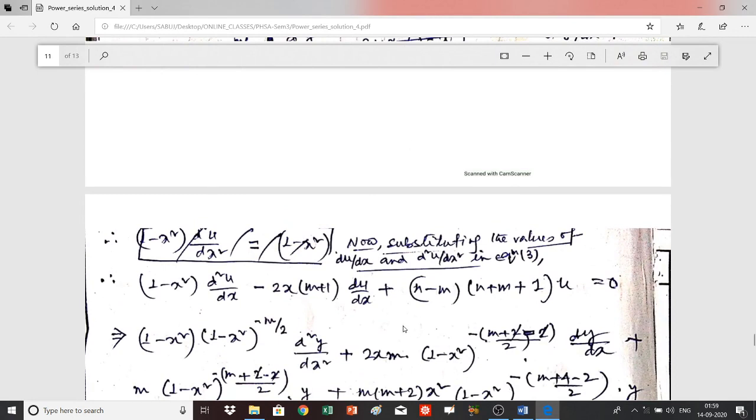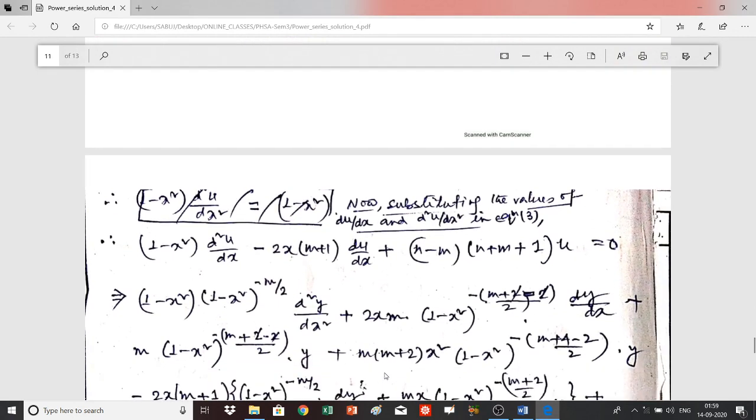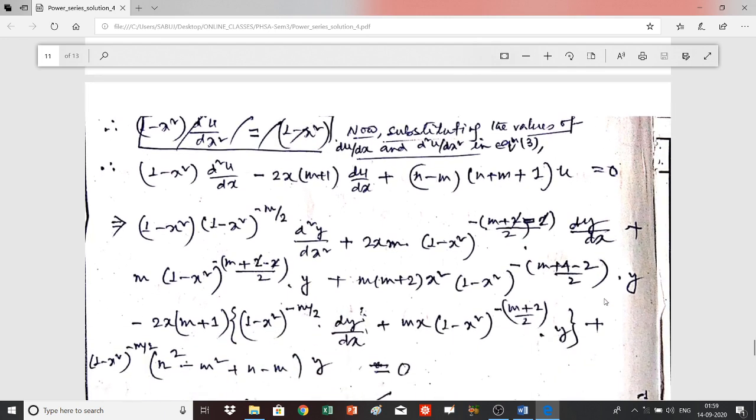So it will give you 2x m into (1 minus x square). Just here found here 1 minus x square, so if you write minus of (m plus 2) by 2 minus 1 actually, so (m plus 2 minus 2) by 2 dy by dx, plus the next term is m into (1 minus x square) to the power minus (m plus 2) minus 2, as it was done in this case, into y. Then m into (m plus 2 x square) into (1 minus x square) to the power minus (m plus 4) minus 2 by 2 into y, and then minus 2x (m plus 1) for the second term.